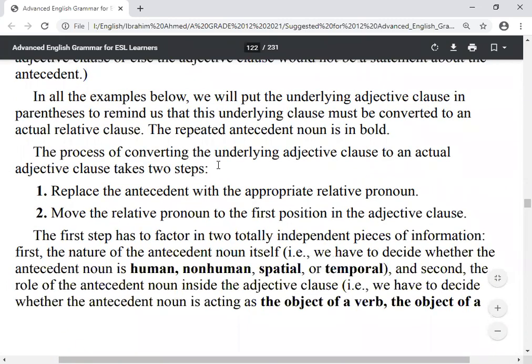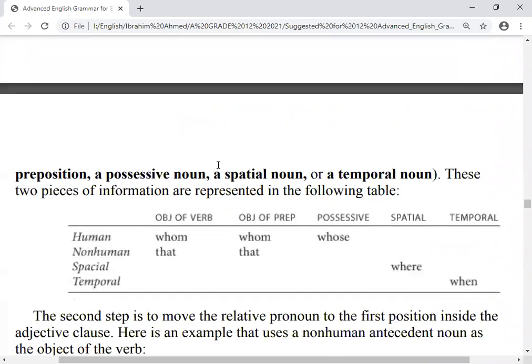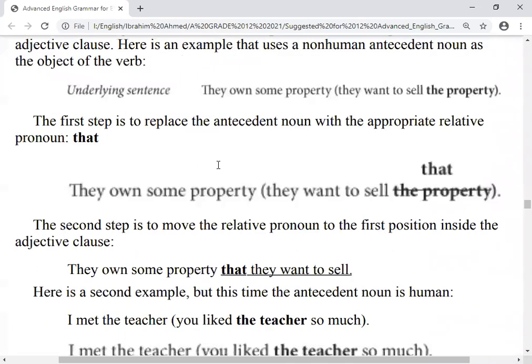Let's see the example. We have 2 steps here. When we see the examples, everything will be clear and easy. Replace the antecedent with the appropriate relative pronoun. You can replace it with that, who, whom, where, or when. Then move the relative pronoun to the first position. Put it at the beginning of the adjective clause. Let's look here at the examples.